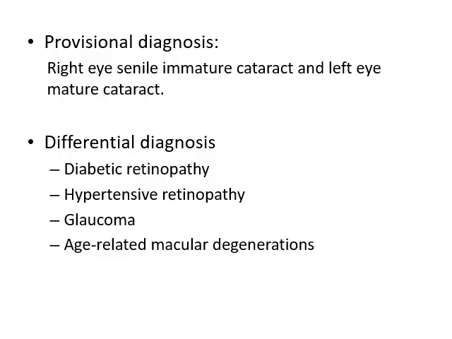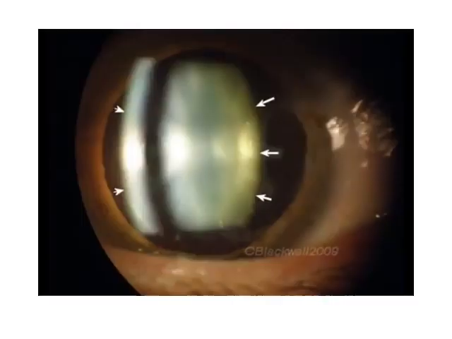Depending on the history and examination, we have come to the provisional diagnosis of right eye senile immature cataract and left eye mature cataract. So you will have to always give differential diagnosis to your provisional diagnosis, and this differential diagnosis will include conditions which have the similar presentation as your provisional diagnosis. So our differential diagnosis will be diabetic retinopathy, hypertensive retinopathy, glaucoma, mainly primary open angle glaucoma, and age-related macular degenerations. This picture I have included to explain to you the slit lamp examination.